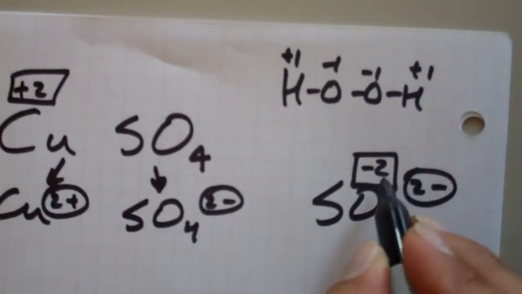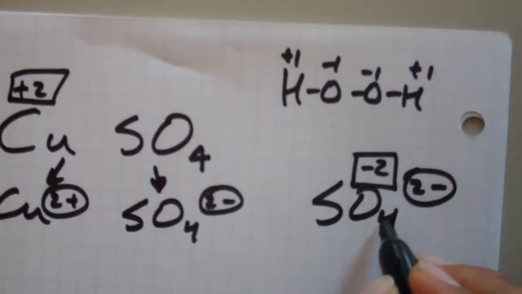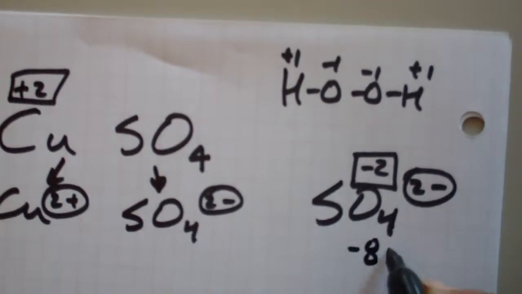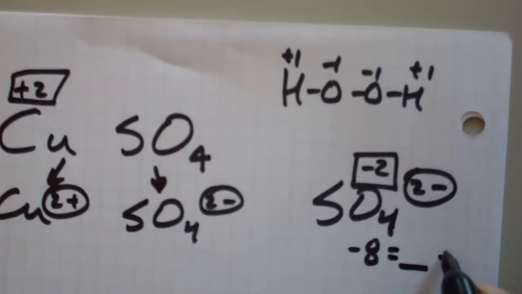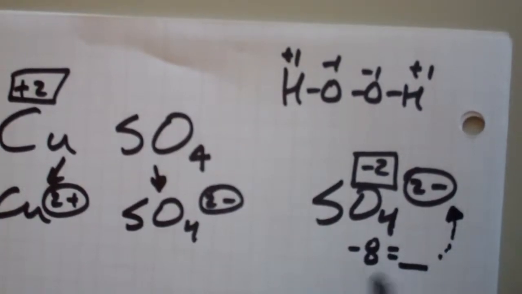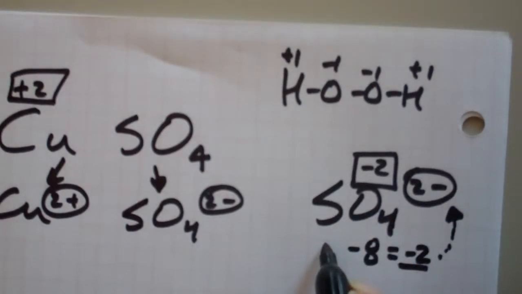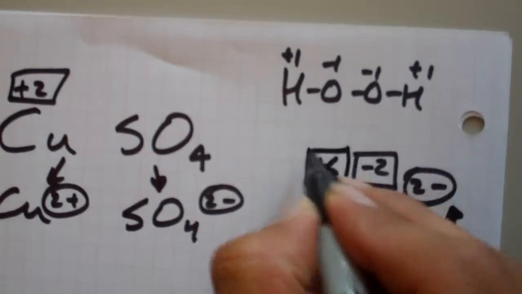So here it is. Here's sulfur and here's oxygen. Since oxygen is -2, 4 times -2 is -8. The total oxidation numbers have to equal the charge of the molecule, so this is -2. So what number does S have to be? That's right, +6.